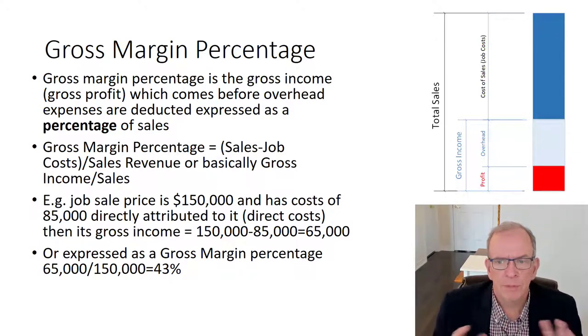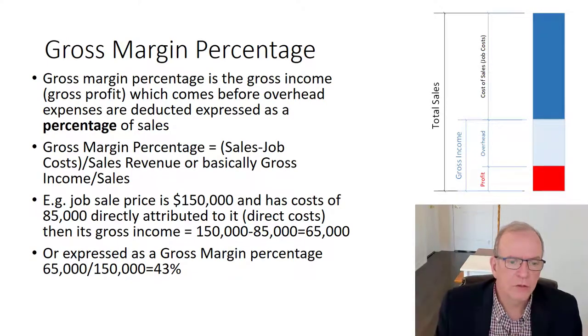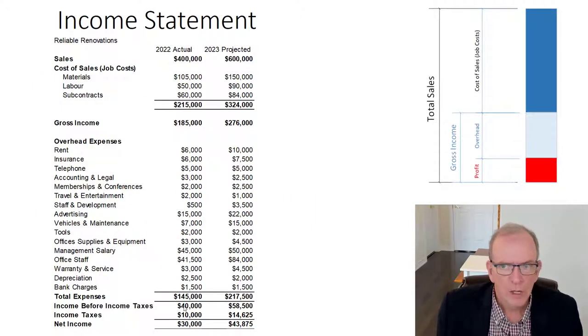So it gives you a picture of what percentage of all of our sales is going towards overhead and profit. This tells us a dollar amount, and this tells us a percentage. Fairly straightforward, and it's just using numbers from your income statement.